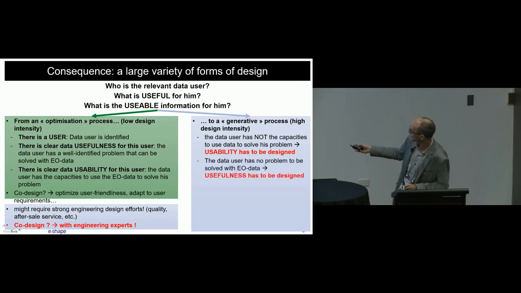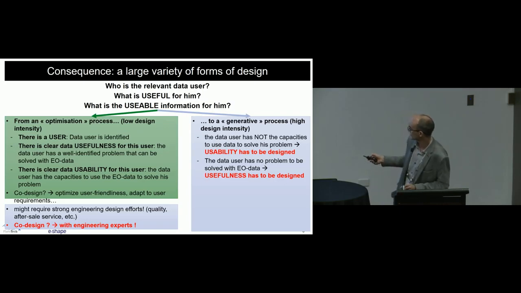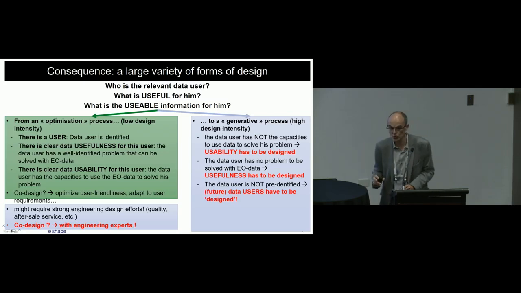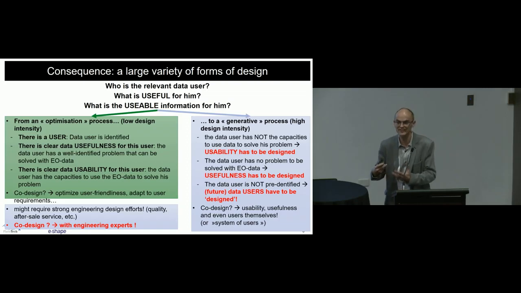Even worse, there are situations where you know the user, but finally it's not clear how the data resource is important for him. So the usefulness of data is not here. And even worse, you have situations where finally you're not sure that you are working with a relevant user, and you have to prospect for unknown users for the moment, future users. So you discover that step by step, the co-design process is designing usability, designing usefulness, or even in a way, designing the system of users. So it's extraordinarily demanding. You see, we need a method for that, and we need a method for this. Okay, this is where co-design needs are.